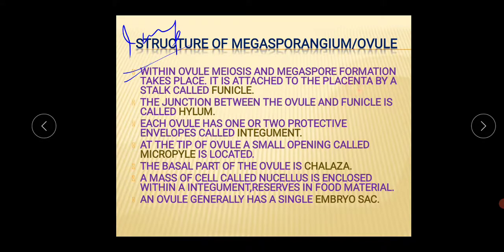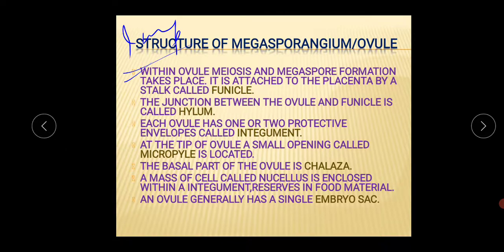This placenta is present in the ovary, and the ovule is attached to it by a stalk-like structure called the funicle. Next, the junction between the ovule and the funicle is called the hilum. After attaching the ovule to the placenta by the funicle, there is a space, and this junction between the ovule and funicle is called the hilum.